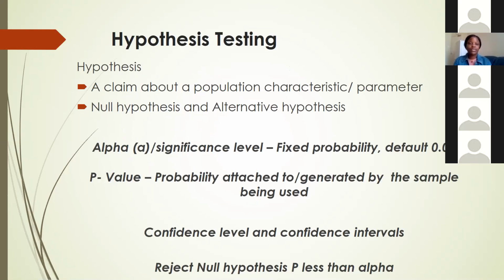Now, in whatever research that you are doing, you have a claim that you're trying to test. So a hypothesis is just a claim about a population characteristic or parameter. You realize that in a population, the variables you're looking at have parameters, and most of the time we're using a sample to estimate those parameters. In hypothesis testing, we are trying to test a claim that has been made about a population characteristic. You'll find that we'll be talking about defining a null hypothesis and an alternative hypothesis. Don't worry about it. The alternative hypothesis is just the opposite of the null hypothesis.